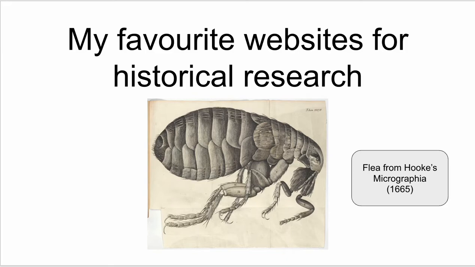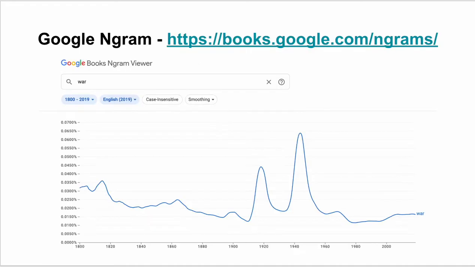I've started off with this image from Hooke's Micrographia from 1665. Obviously, in those days, in the 17th century, they didn't have the internet, and people like Samuel Pepys would have looked at Hooke's work and been amazed at the drawings that he made using a microscope back then. And now we've got such a variety of places to look online. So quite different. Anyway, the first place I will start is the Google Ngram viewer.